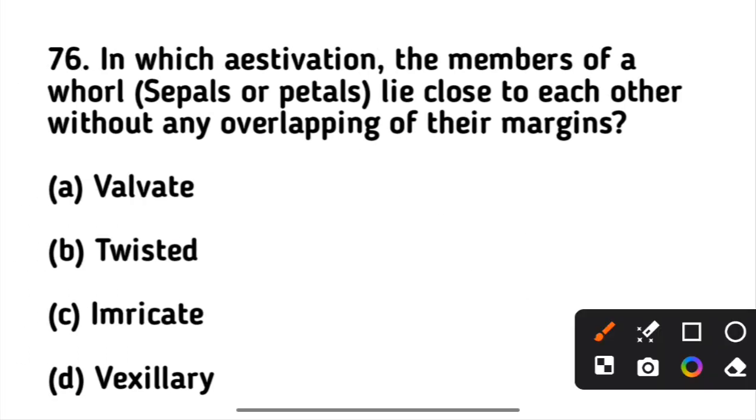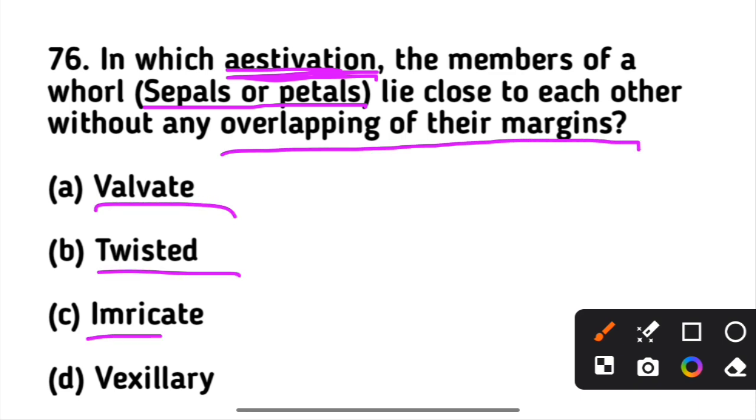Next question. In which aestivation do the members of a whorl, sepals or petals, lie close to each other without any overlapping of their margins? Option A, valvate; twisted; imbricate; Option D, vexillary. Option A is correct, valvate.